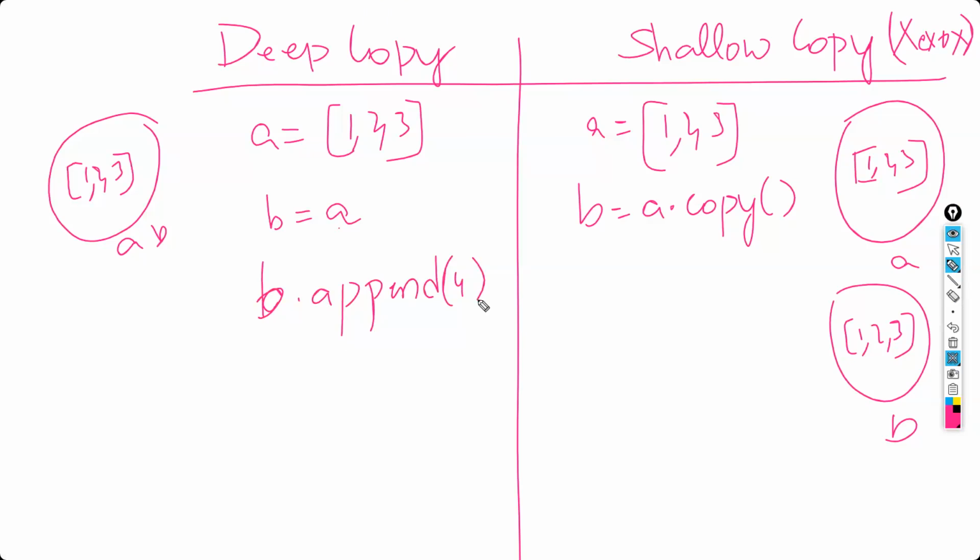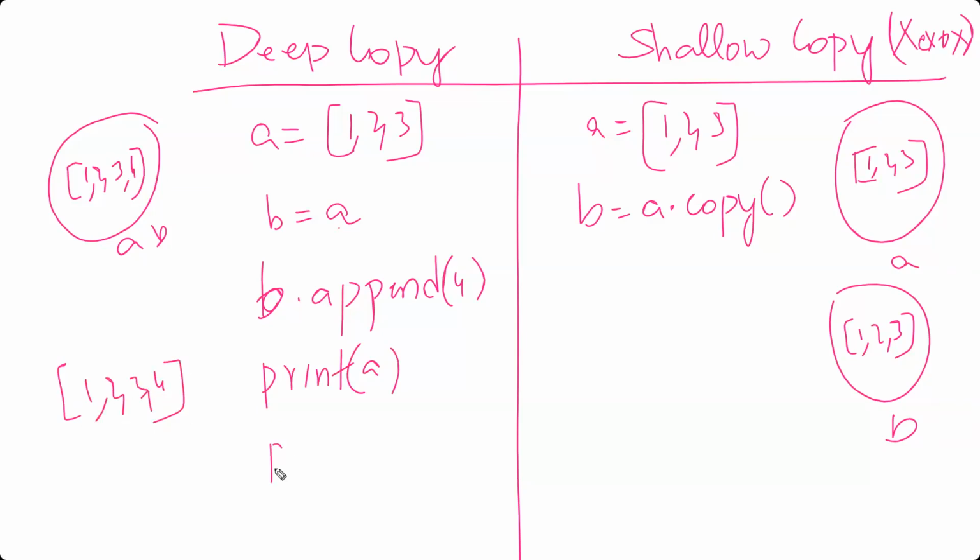Now, for B, if you append the 4 for A, any modification you do on A is indirectly applied on B, because both are indicating to the same object. If you do any modification on A, it will be affected on B. If you do any modification on B, it will be affected on A. Now, if you print A, what is the output? 1, 2, 3, 4.